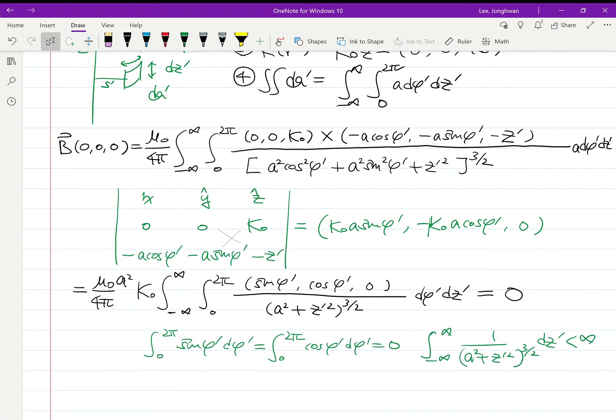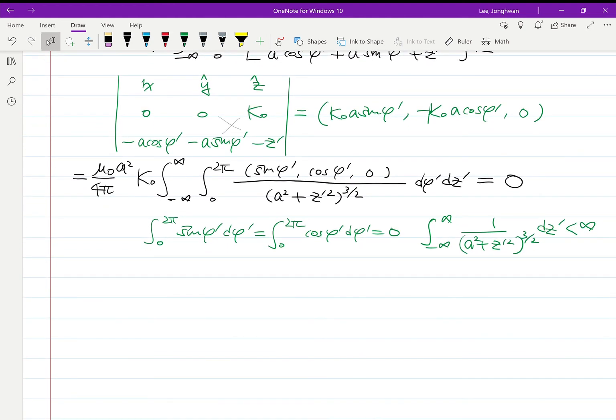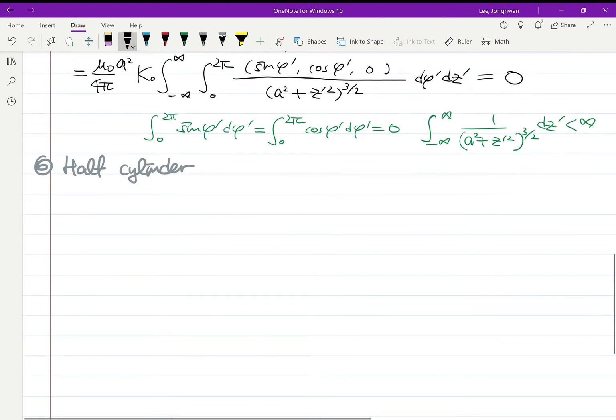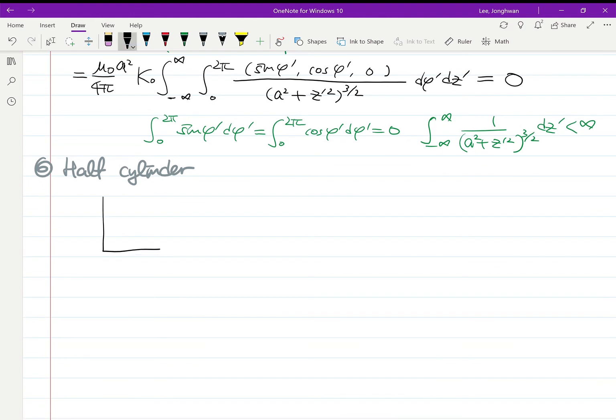But here I showed you how we can find that answer very explicitly using the Biot-Savart law of the two-dimensional case and the cross product. So to show another example, let me solve the same question but for a half cylinder. Which means that it's the same question, but what if we have an infinitely long half cylinder?